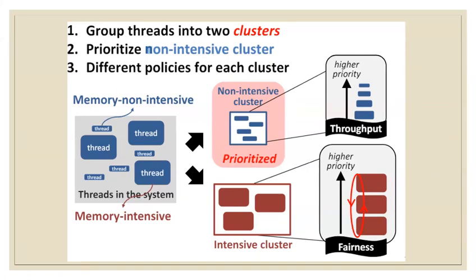As we can see here, this is a picture of the memory-intensive and non-intensive clusters, and there is also niceness of the memory non-intensive threads. In the memory-intensive cluster we have threads in the system, and in the non-intensive cluster we also have threads, but in the non-intensive cluster we prioritize high throughput, while in the intensive cluster we prioritize fairness. This is the difference between the non-intensive and intensive clusters.